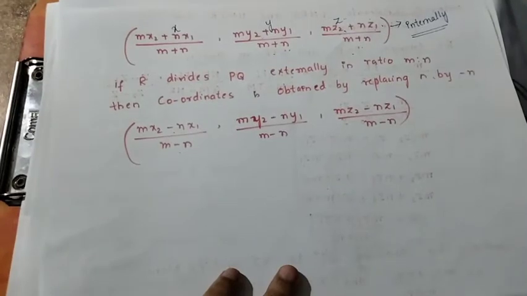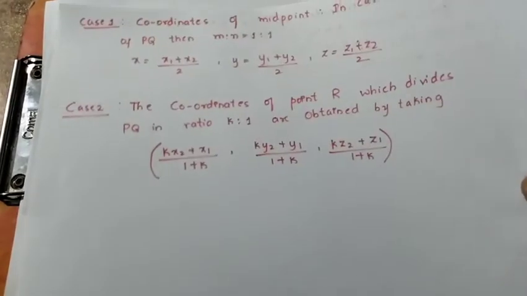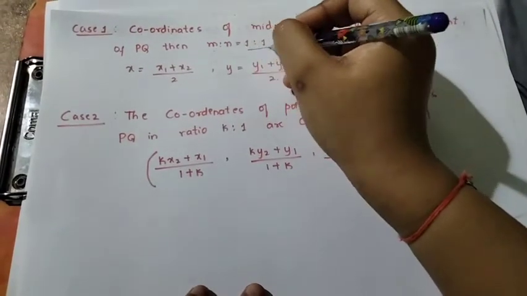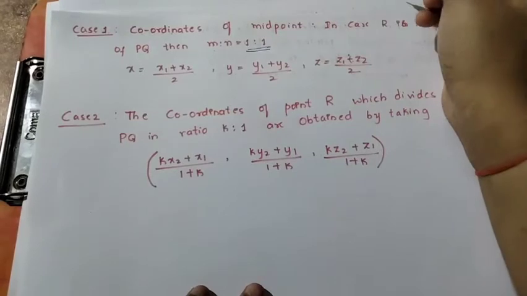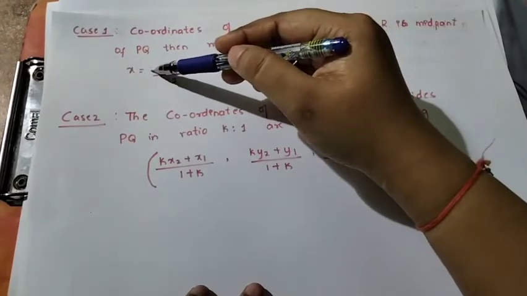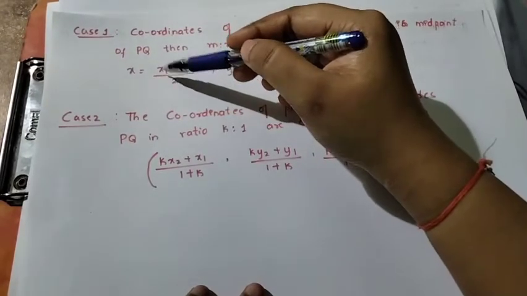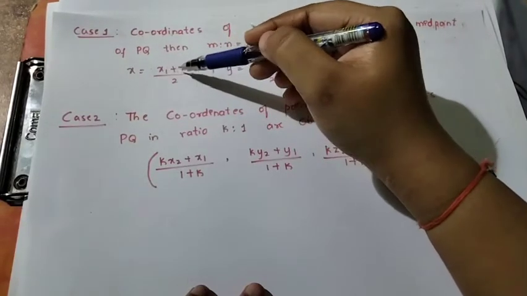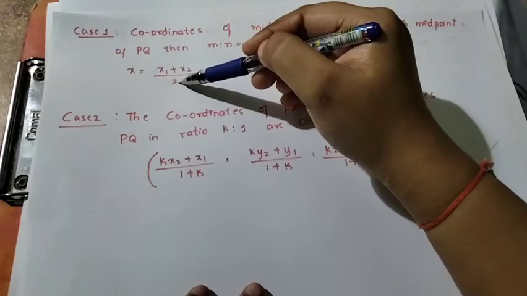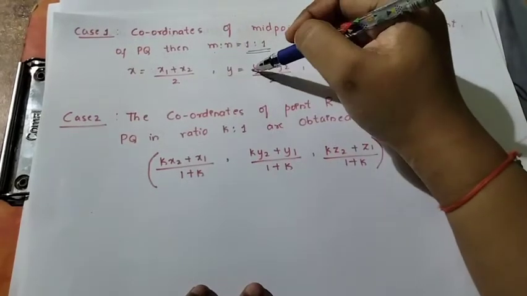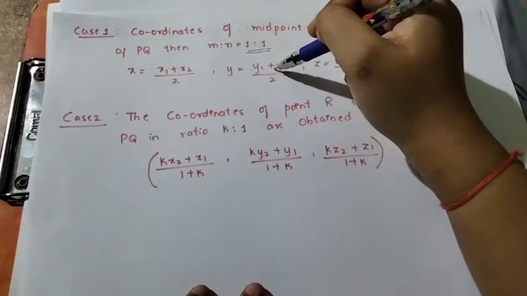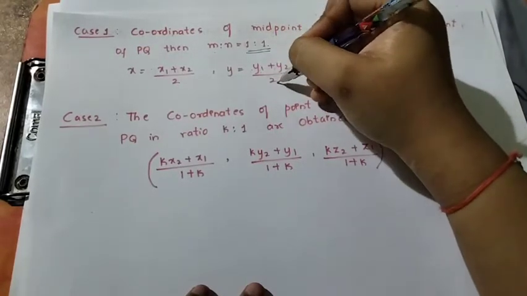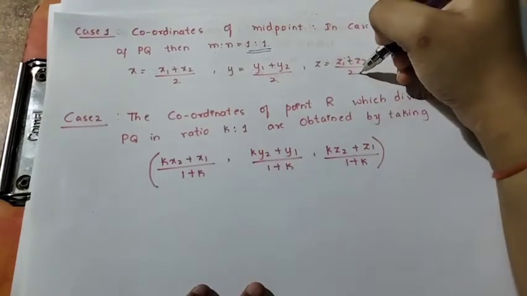So here we arise with two following cases. The first case is what? Suppose m is to n is in a 1:1 ratio. Then m is 1, n is also 1. So this becomes 1 into x1 plus 1 into x2 divided by 1 plus 1, which is 2. Similarly, if you substitute m and n as 1 and 1, you get y is equal to y1 plus y2 divided by 2, and z is equal to z1 plus z2 divided by 2.